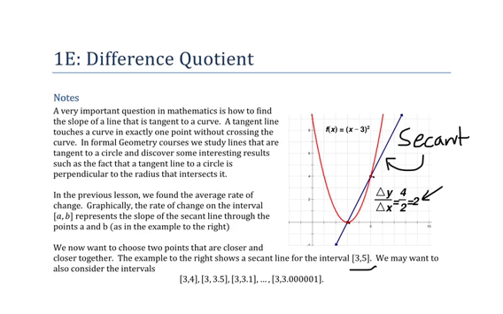Now the question is, what happens if we take these 2 points and we move them closer and closer together so that they become 1 point? What will the slope be? And that's when it becomes a tangent line.